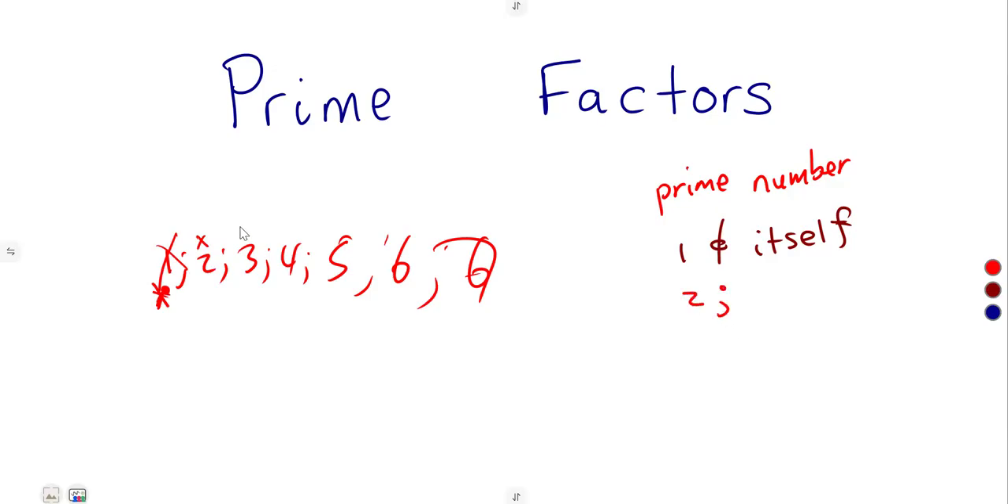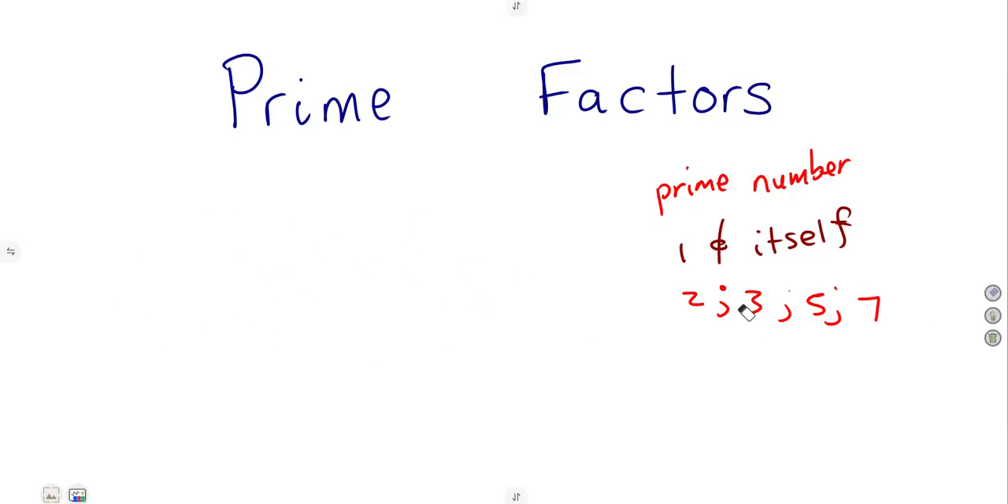All right. Followed by 3. 3 is just 1 and itself. Those are the factors. Factors here is just 1 and what? 1 and 3. 4 is a composite. We cannot take this one. It's a composite. 5, it's a prime number. 1 and 5. 6, that's a composite. 7, it's a prime. So these are prime numbers.